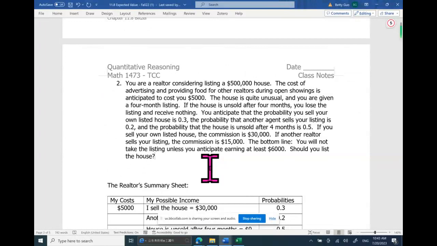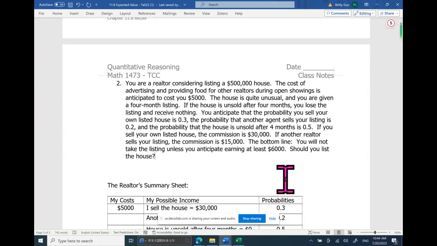And you are given a 4-month listing. You have 4 months to sell the house. If the house is unsold after 4 months, you lose the deal. You lose the listing and receive nothing. You anticipate that the probability you sell your own listed house is 0.3, 30%. The probability that another agent sells your listing is 20%. And the probability that the house is unsold after 4 months is 50%, 0.5.